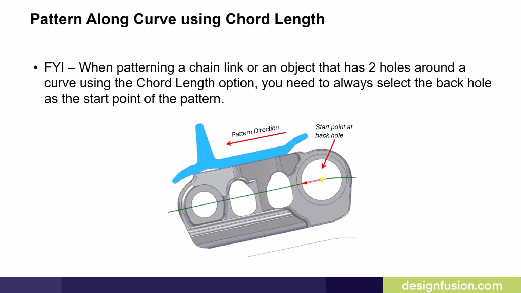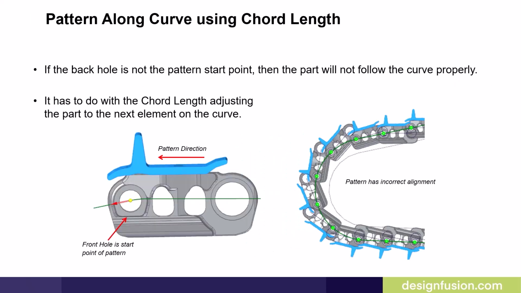It's important to note that when patterning a chain link or an object that has 2 holes around a curve using the chord length option, you need to always select the back hole as the start point of the pattern. If the back hole is not the pattern start point, then the part will not follow the curve properly. This has to do with the chord length adjusting the part to the next element on the curve.